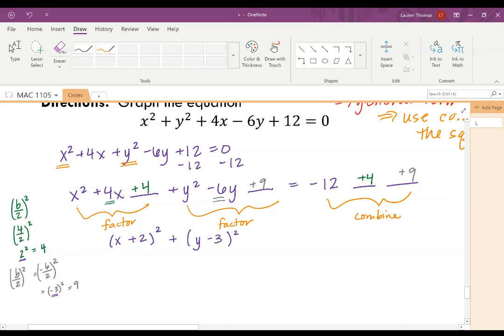And then I'm going to combine the right-hand side. So I have -12 plus 4 plus 9. So 4 plus 9 is 13. And 13 minus 12 is 1. Okay. So now that we look at our equation, now that we've done completing the square, this is now in standard form.